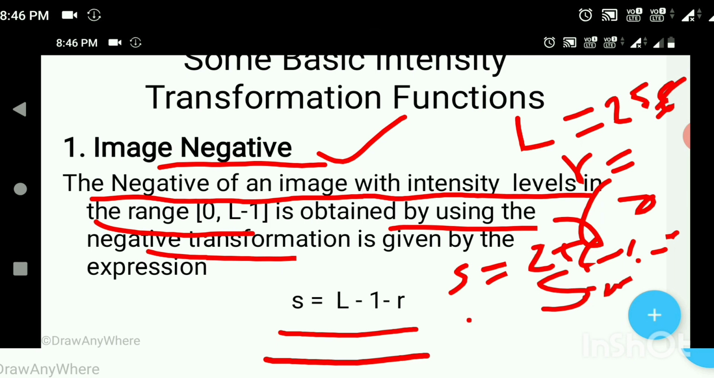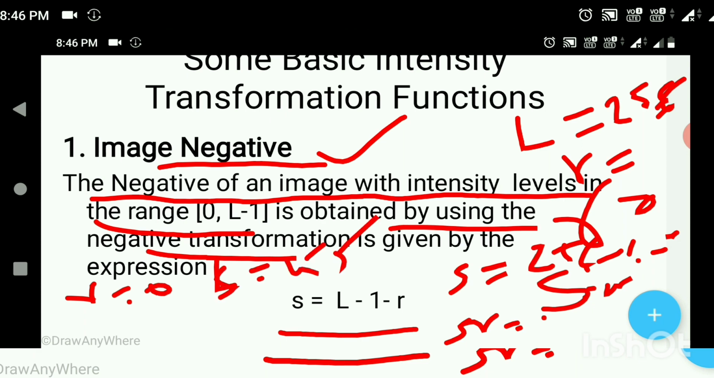Now let us take R is equal to 255, then S is equal to 0. So this means for R equal to 0, S is equal to 255, and for R equal to 255, S is equal to 0. That is nothing but negation of the value you are given. That is nothing but image negative. The image negative is equivalent to the photographic negative.